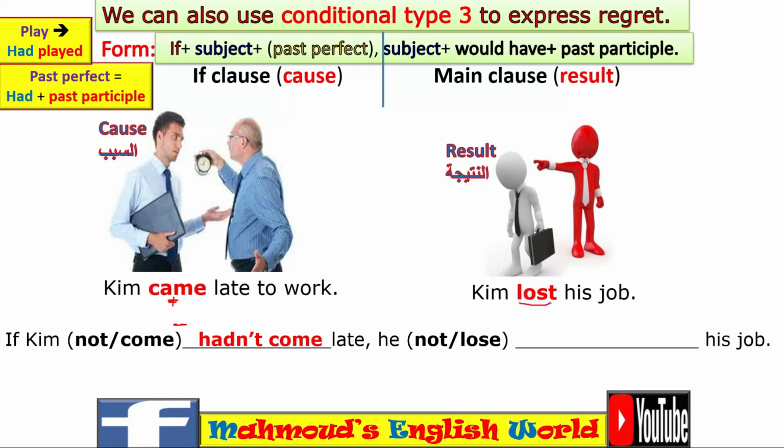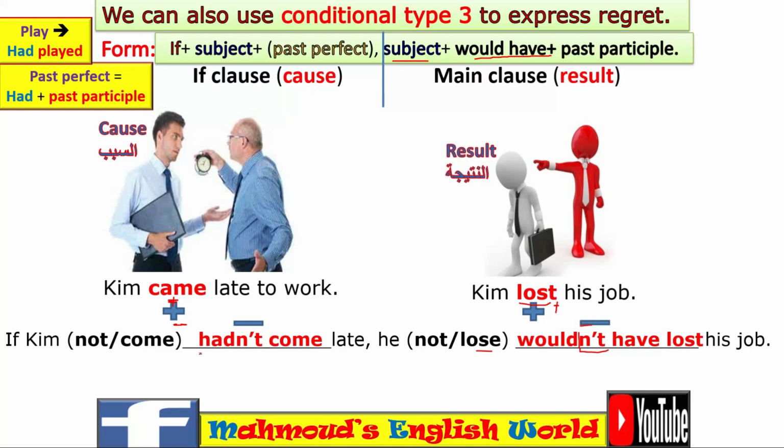So here we're going to put subject, which is Kim, would have. So we're going to say he would have, and the past participle of lose is lost. So he would have lost his job. But again, we have this one affirmative, so would should be negative. We're going to say wouldn't, because this one is affirmative, would should be negative. Fine. Remember this one, affirmative, negative, and negative, affirmative all the time.